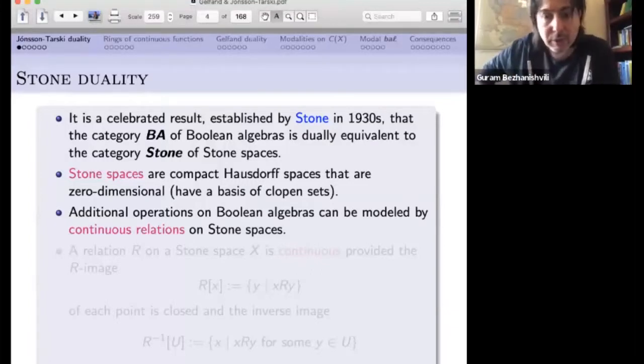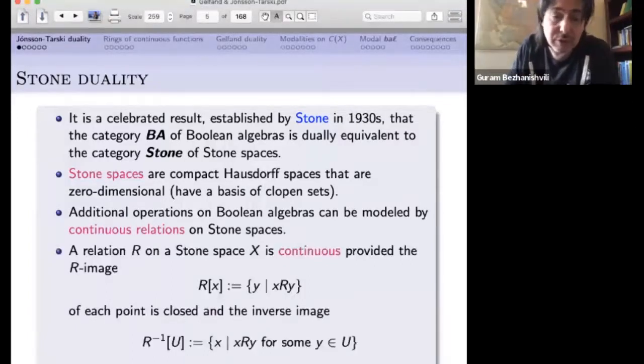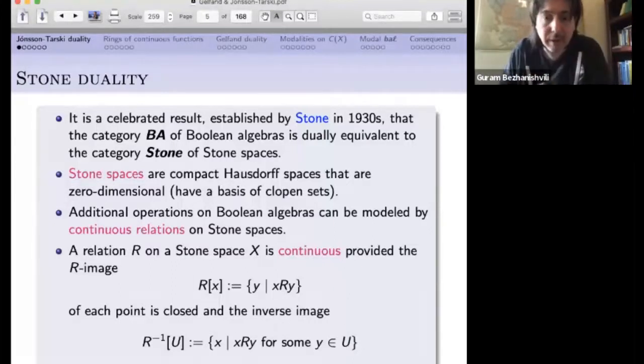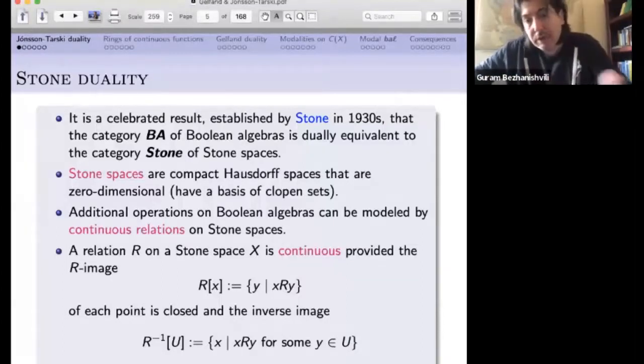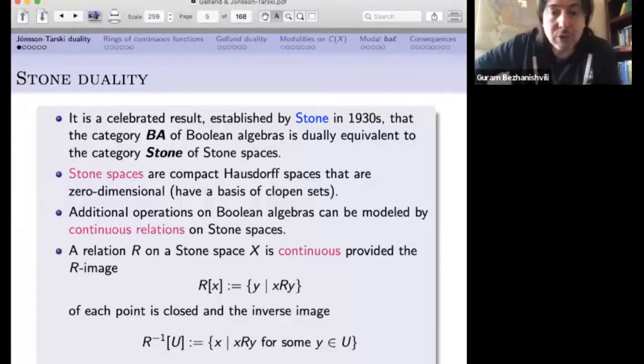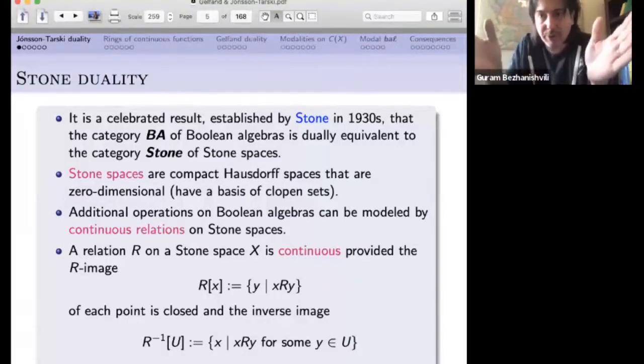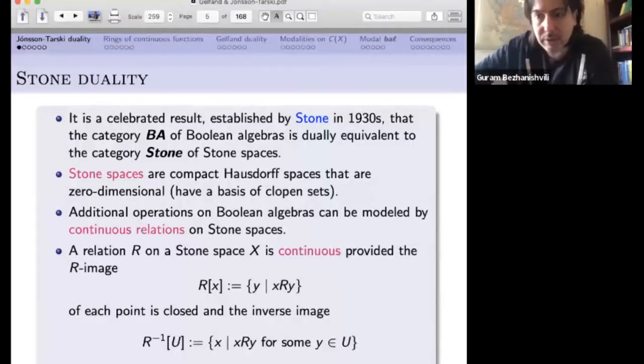One way to think about this additional structure on Stone spaces is the so-called continuous relations. Continuous relations generalize continuous functions. What I displayed on the screen are the two conditions that continuous relations need to satisfy. Take an arbitrary binary relation R. R of x is all the points that x can see, and that should be a closed set. And then the inverse image under R of each clopen needs to be clopen. This directly generalizes continuous functions, because if your relation is a function, then the R image becomes simply a point, which is always closed, and the second condition is simply the continuity condition in the setting of Stone spaces.